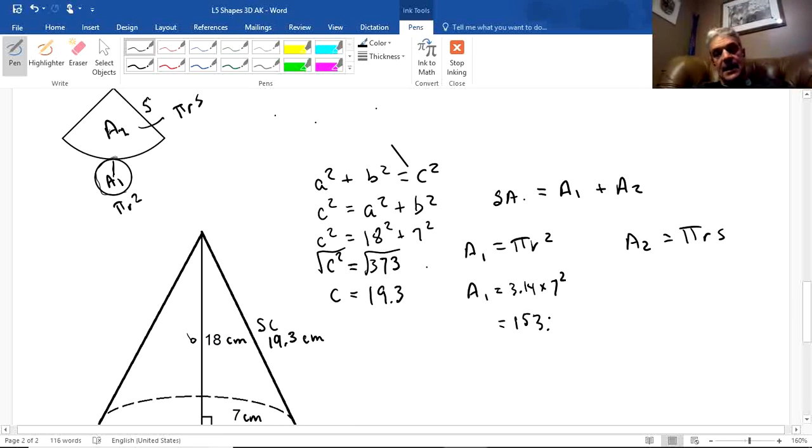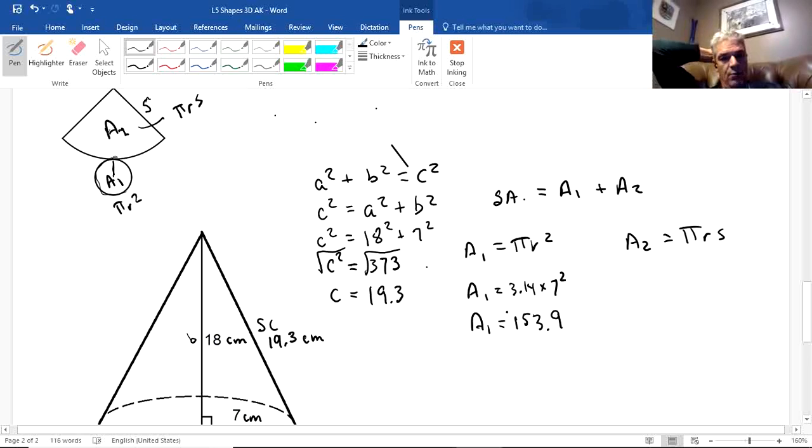153.86. I'm going to round it off to 153.9. Okay, I'm just going to keep one decimal place, one more than what was given in my question. Since they had whole numbers here, I go to one decimal place on my answers. If they had given me a decimal 1 here or decimal 2 for one of these, I would have done 2 decimal places. Just add an extra decimal place to what they do in the given question. It's usually a safe bet.